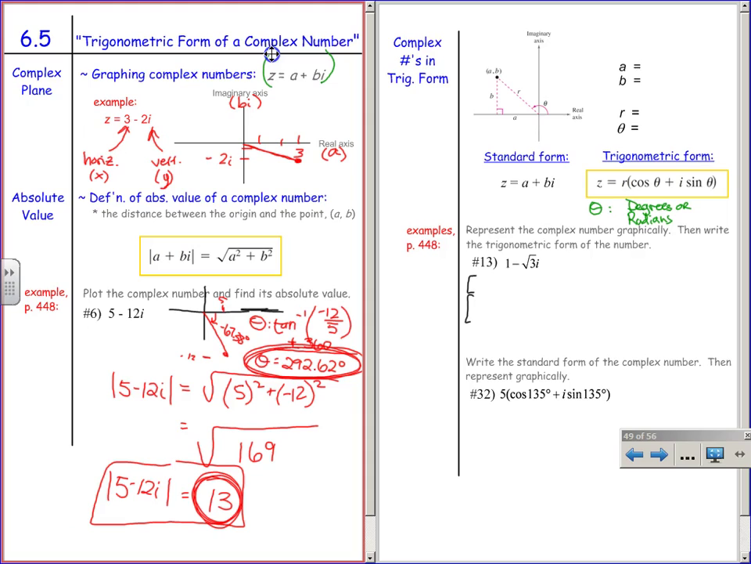Okay. Complex numbers in trig form. All veggies boiled, I don't know. Potatoes? Those aren't veggies though. Complex numbers in trig form.